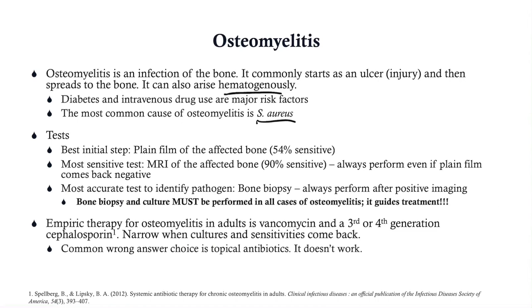The best initial step is a plain film of the affected bone. Okay? The nice thing about that is that it's easy to do and you don't expose the patient to radiation. However, it's only about 54% sensitive. That is not good enough. So if that comes back negative, then the next step is to do an MRI of the affected bone. That is very sensitive. And basically, if you have had the symptoms for more than a week and you have a negative MRI, you can rule out osteomyelitis. So always perform this even if the plain film comes back negative.